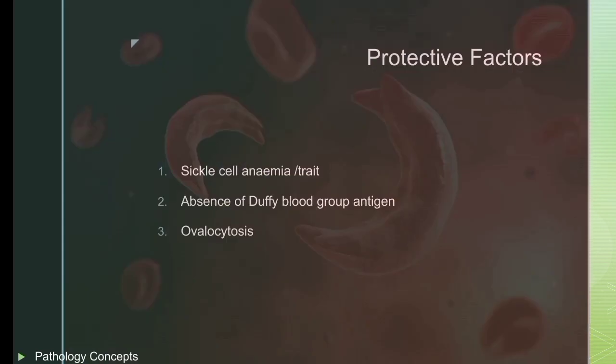Some protective factors are also seen with malaria. Examples are sickle cell anemia and trait. Patients with sickle cell anemia or trait rarely exhibit falciparum malaria disease because falciparum develops poorly in their RBCs. The second is the Duffy blood group antigen.